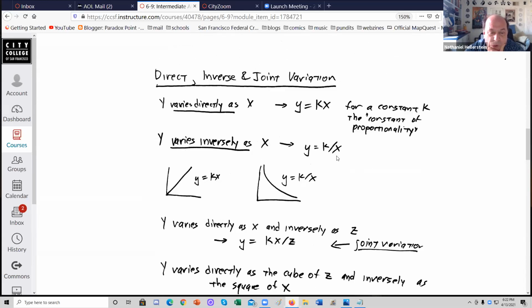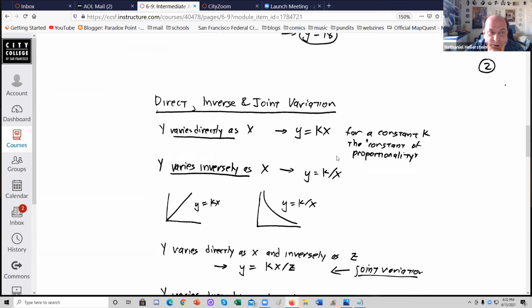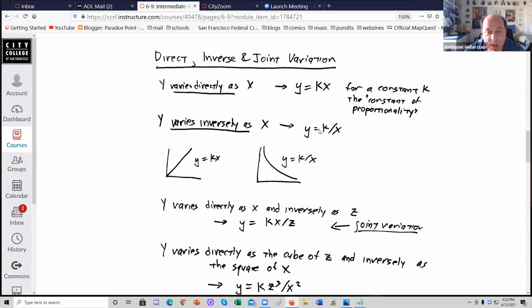Now, we're talking here about direct, inverse, and joint variation. y varies directly as x if y equals a constant times x. k is called the constant of proportionality. The idea is that when x gets twice as big, so does y. y varies inversely as x if y equals k divided by x. So if x gets twice as big, y gets half as big.